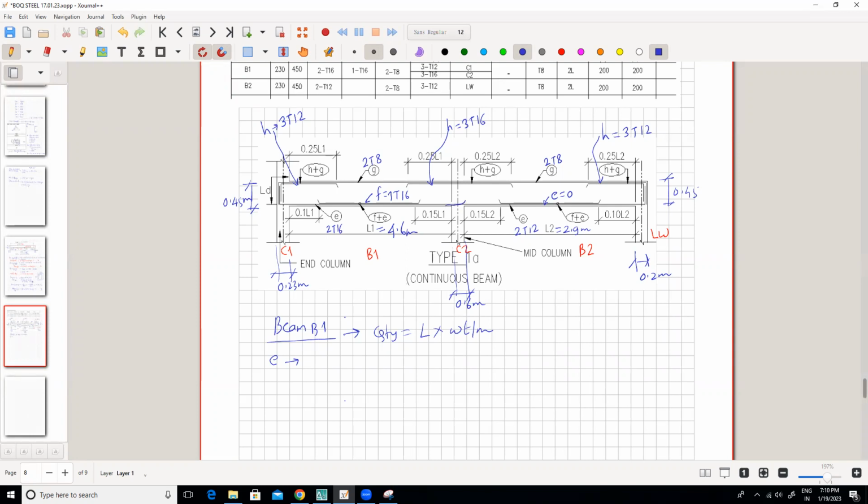Many times, if the bar is having more length, the contractor will continuously pass it, provided the bar diameter is the same. In this case, it is 16 mm and it is 12 mm. So we cannot pass it into the next beam. So it will be till here.